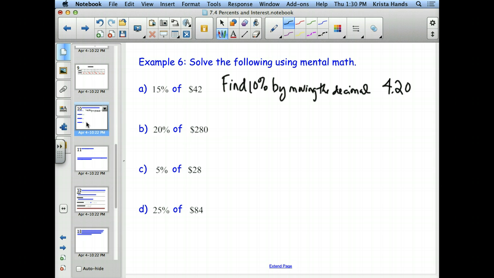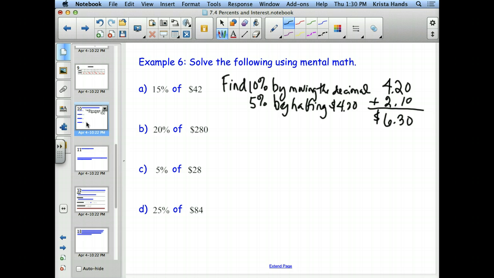$4.20. Then how am I going to find 5%? We're going to do it by halving 420. What's half of 420? 210, right? We add them together and we get 630. And you could do all that in your head. I know that you could. But I want you to show me this much of it so that I can see what your head is saying. Does that make sense? Okay, that lets me see what's going on.